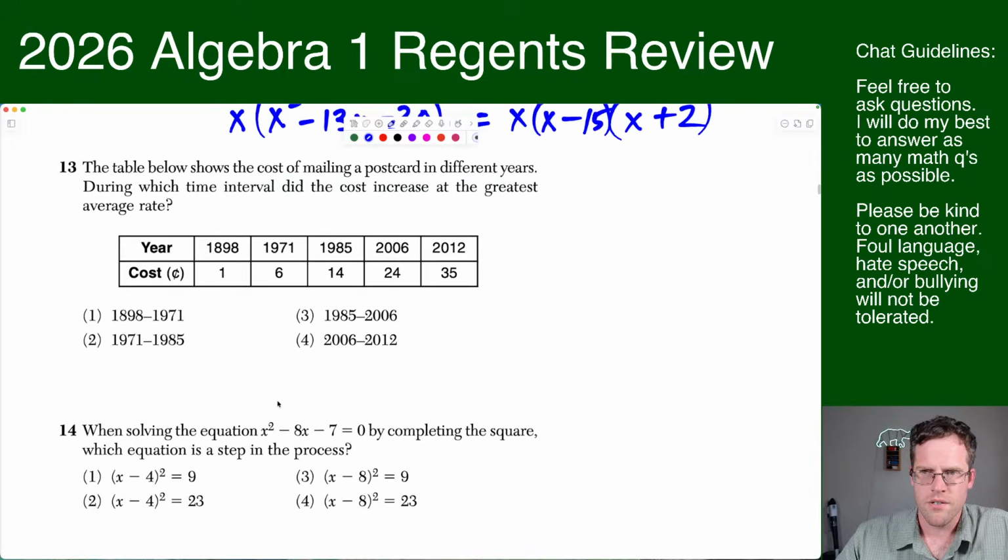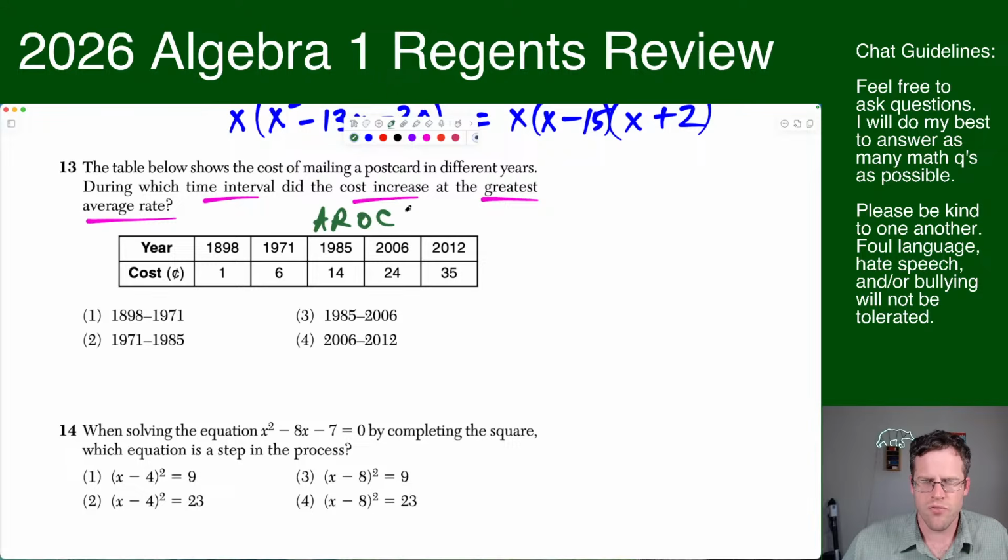So let's see. Question 13. What do we got? During which time interval did the cost increase at the greatest average rate? So this is average rate of change.